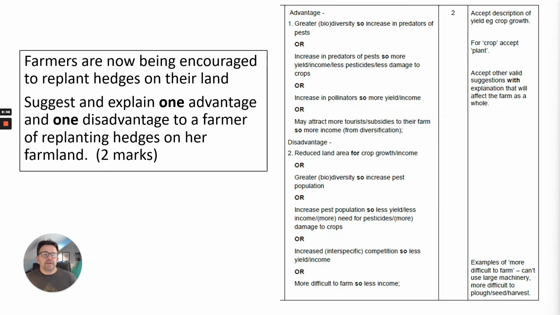So let's have a look at the answers. So there's many answers. When you have suggest in there, usually there are lots of different answers. So I won't read through all of them, but you can see there's lots and lots of answers you could have. So 1 advantage and 1 disadvantage related to the farmer of replanting hedges. So there we go. Good.